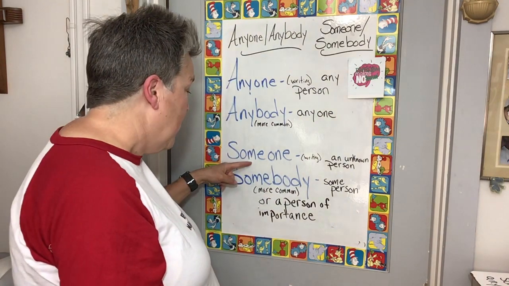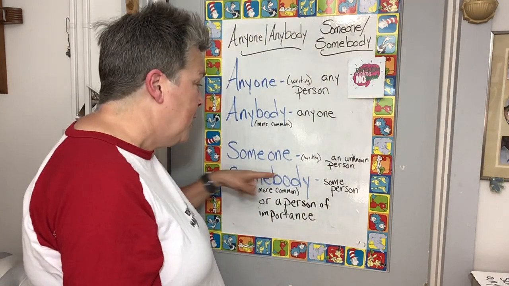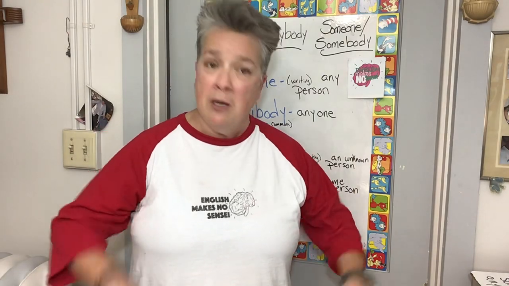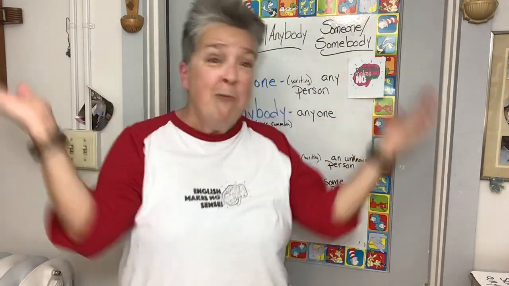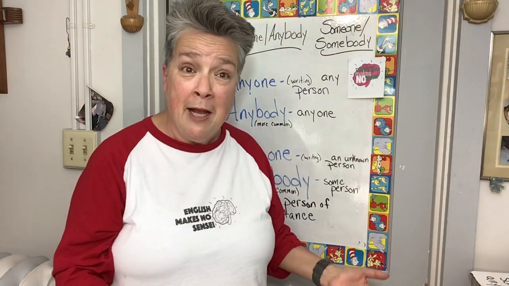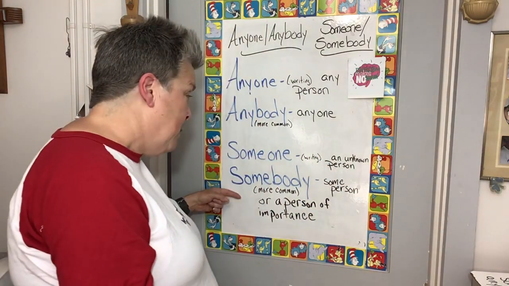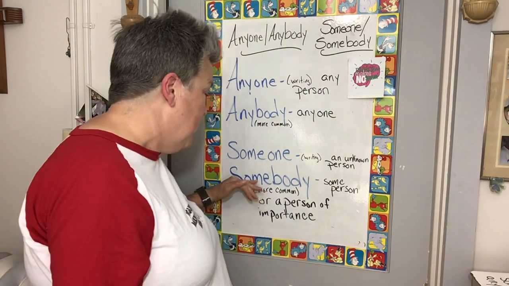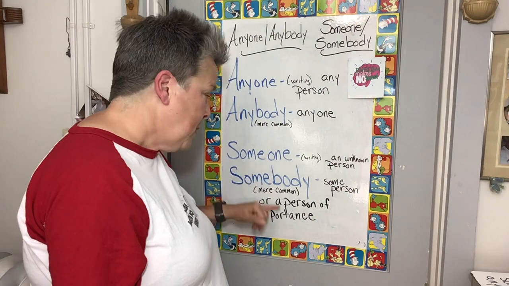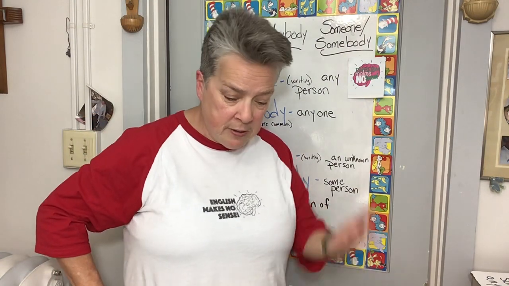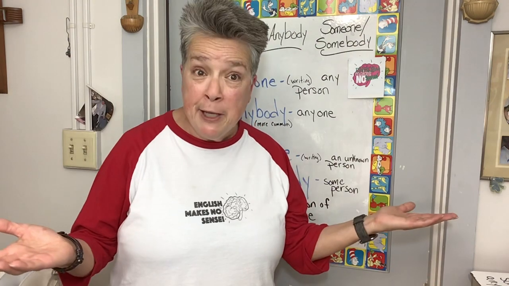Now, someone and somebody. Someone in writing is an unknown person. Someone ate my cheese. That was a book. That means somebody out there, anyone, an unknown person, ate the cheese. Then somebody means some person. Yeah, somebody is more common. It means some person. For example, somebody stole my cheese. Somebody ate my cheese. I could use it like that.